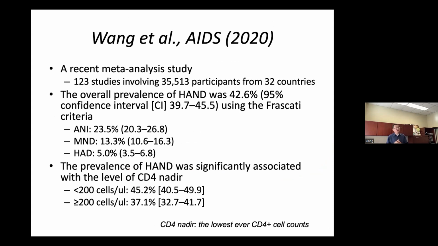This prevalence was also confirmed by a more recent meta-analysis study just published two years ago in AIDS. What they found is that the prevalence is also about half of people affected by HAND. Interestingly, they also found CD4 level has a significant impact on HAND prevalence. For people with a cutoff of 200, which is a number we use in clinical assessment of whether they have severe immunosuppression or not, that's one of the factors.